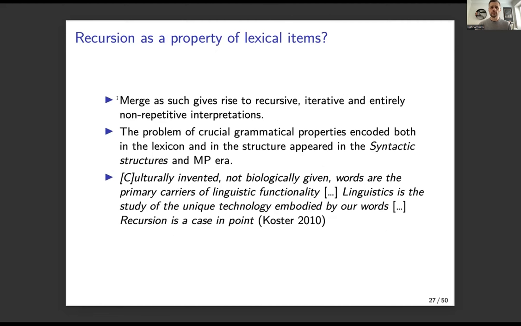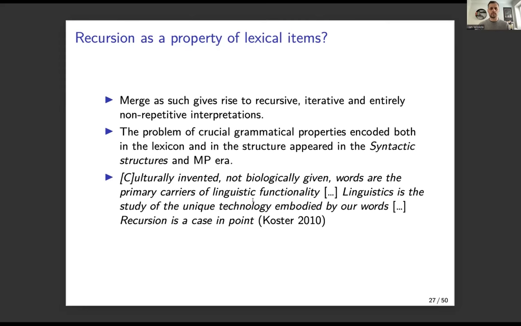Namely, first of all, merge as such does not give rise to recursion on the interpretation side. So merge can involve recursive, iterative, and entirely non-repetitive interpretations. Moreover, it's been an old problem. It appears, already in Syntactic Structures and reappearing in the minimalist program era, that there is some kind of overlap. So we have some crucial grammatical properties that are encoded both in the lexicon and in the structure. So this pushed Koster 12 years ago to propose that culturally invented, not biologically given, words are the primary carriers of linguistic functionality, and linguistics is the study of the unique technology imparted by our words. Recursion is a case in point.